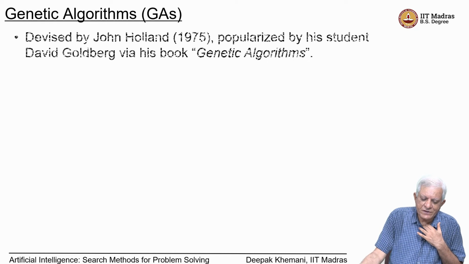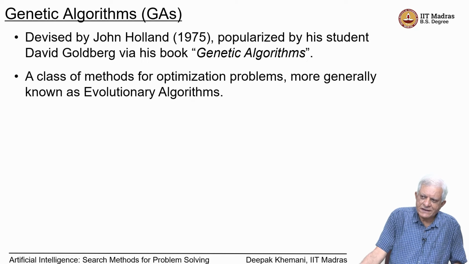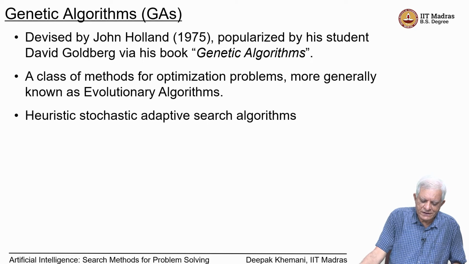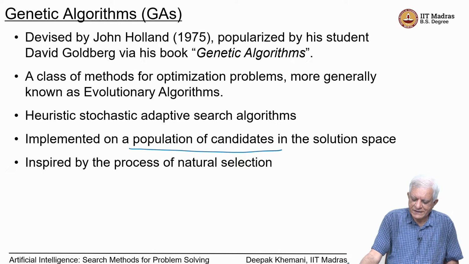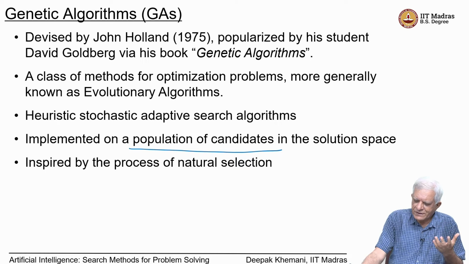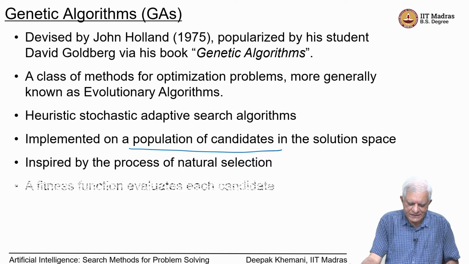Now, let us move to genetic algorithms, the algorithm that we are interested in. These were devised by John Holland in 1975 and popularized by his student David Goldberg in his book, which is also called Genetic Algorithms. These are a class of methods for optimization problems, more generally known as evolutionary algorithms. So, these are basically heuristic stochastic adaptive search algorithms implemented on a population of candidates in the solution space. The idea is that different candidates will have different components which we can think of as genes, and we are trying to get the best from different candidates, and that is inspired by the process of natural selection.